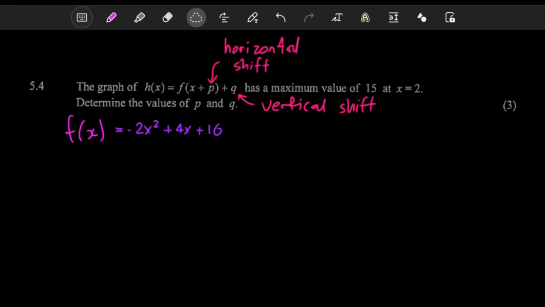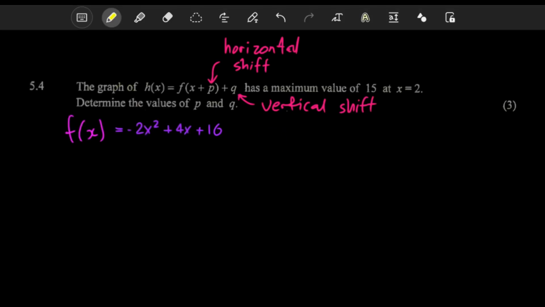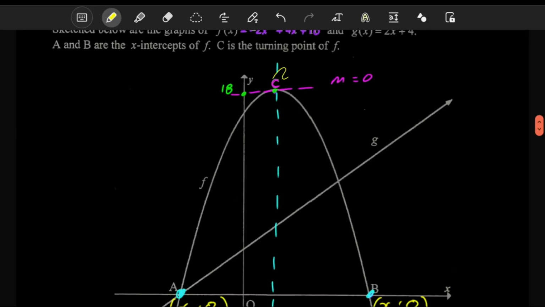Initially, this is what f is. So don't worry too much about where p is and where q is. All you want to know is these are just shifts. Now obviously, these shifts mainly affect your turning point. When you're seeing how your graph is moved, try and focus more on the turning point. Because if your graph is moved up or down, left or right, use your turning point to help you figure out what your new image would look like.